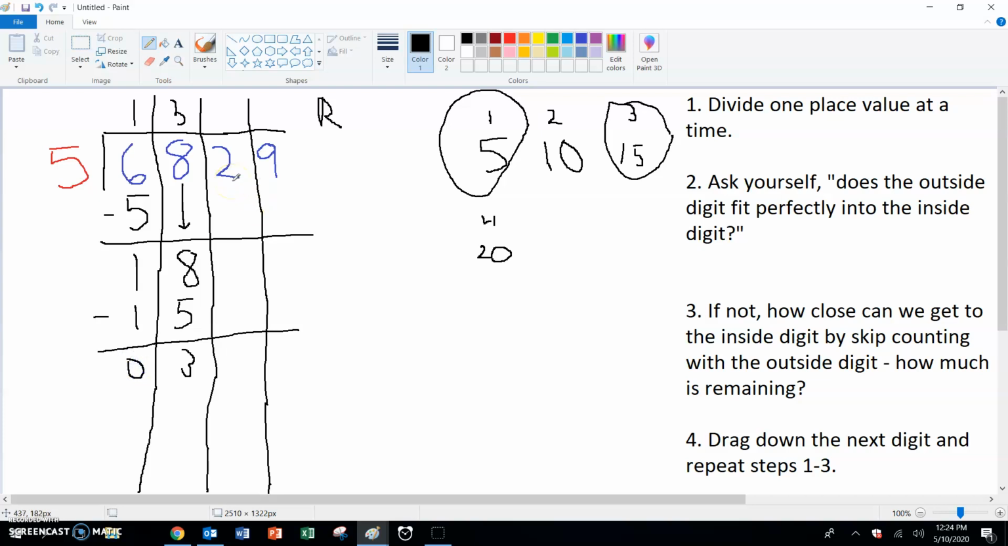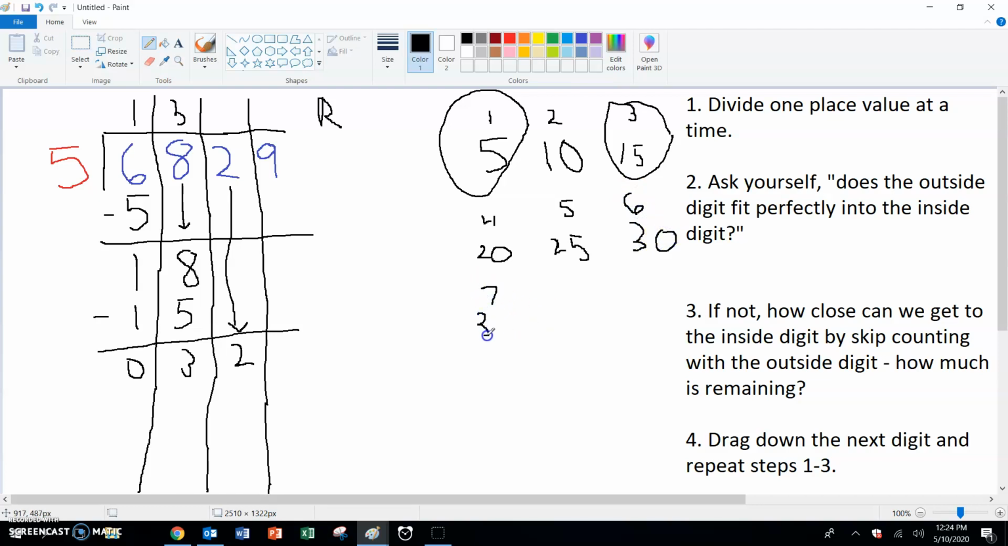Drag down the next digit and repeat. The next digit is 2. We drag it down, and then we read the number exactly as it is, 32. How close to 32 can we get? Skip counting by 5. 4 groups of 5 gave us 20. 5 groups of 5, if we add one extra group, gives us 25. 6 groups of 5 would give us 30.